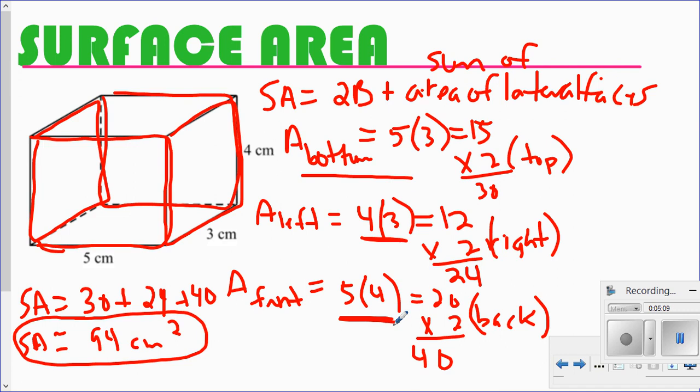So really, another way of doing this problem, rather than getting the area of each lateral face, where I used the 5 and the 3 and the 5 again and the 3, and multiplied each one of those by 4, the height of the prism, what I could do is just calculate the perimeter of the base first, and then multiply that by 4. And when we do that, that is what's called finding the lateral area.